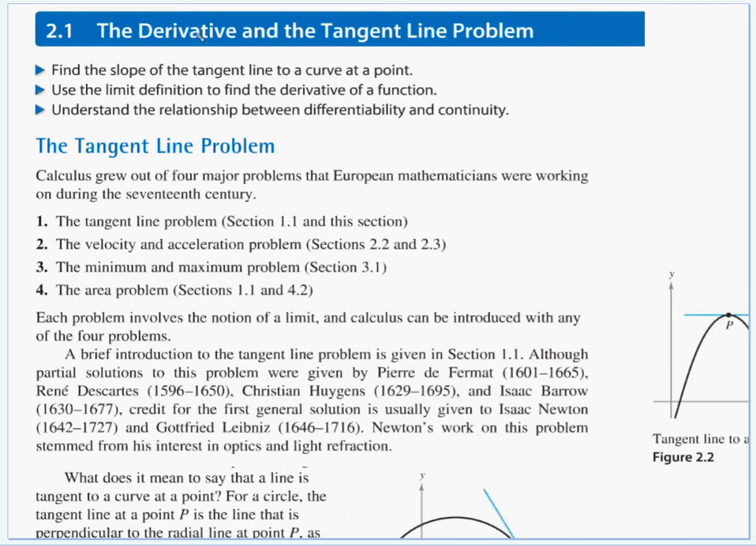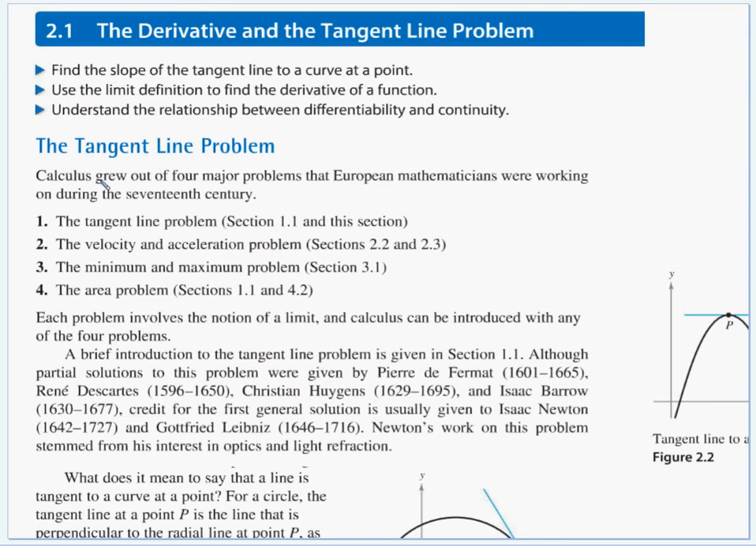So here's 2.1, the derivative and the tangent line problem. Sounds easy enough, only 3 bullet points. Find the slope of a tangent line to a curve at a specific point. Use the limit definition to find the derivative of a function. And understand the relationship between continuity and differentiability. There is a one-way kind of relationship in there. That's, I think, the very last thing we talk about.